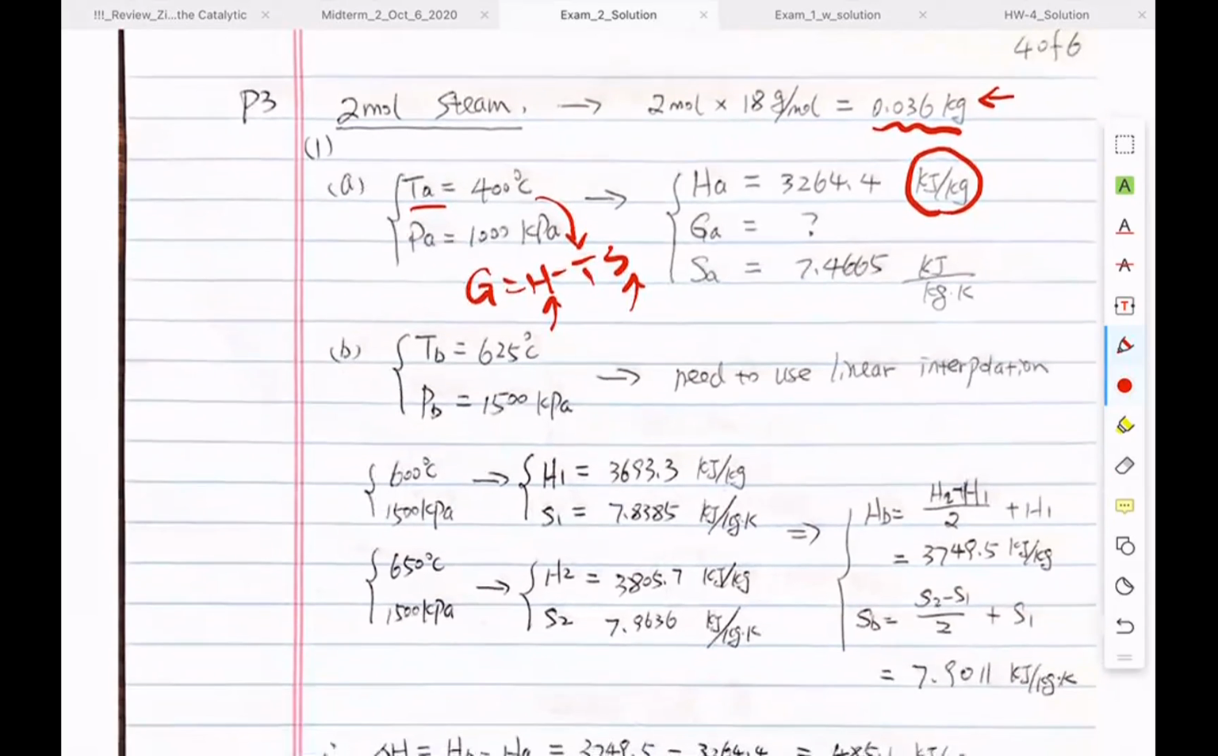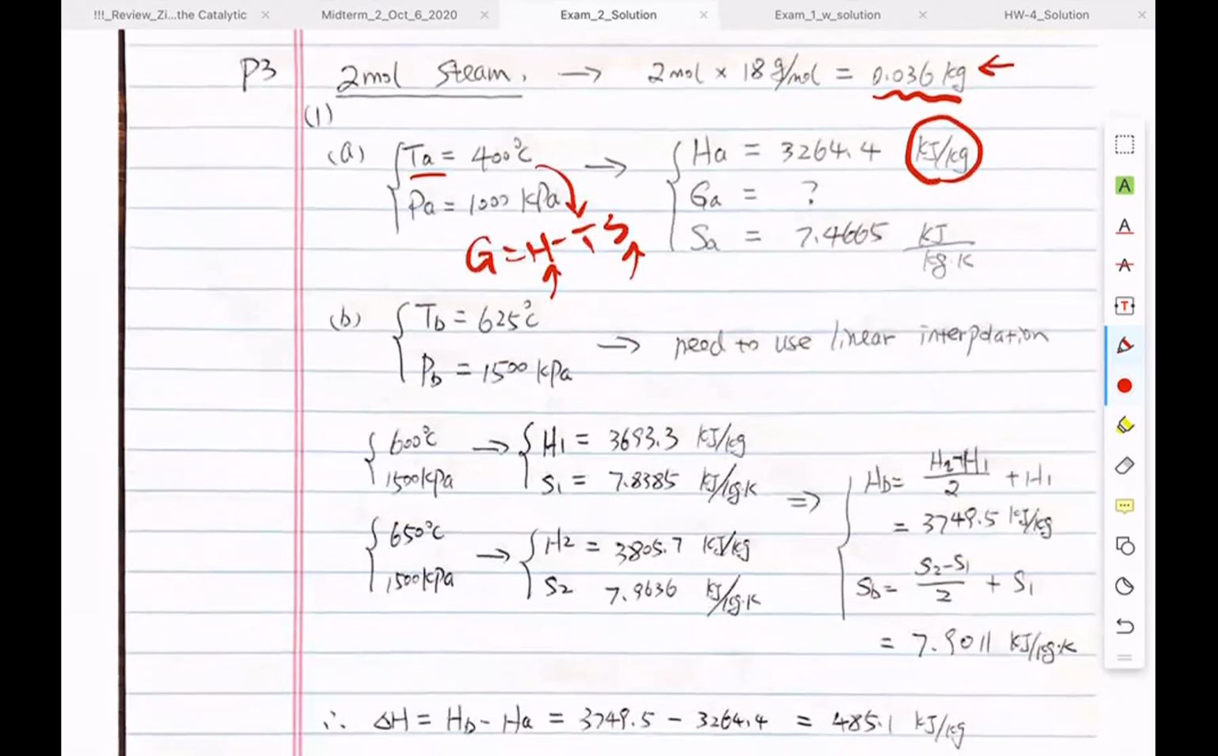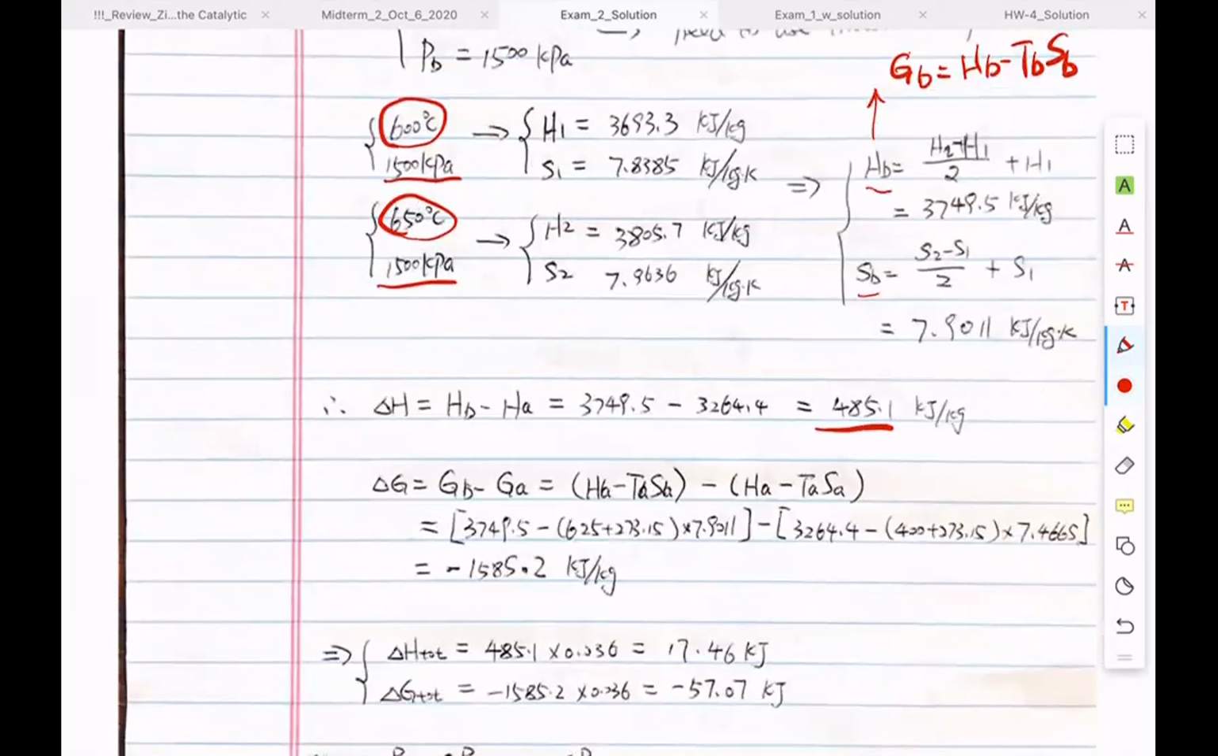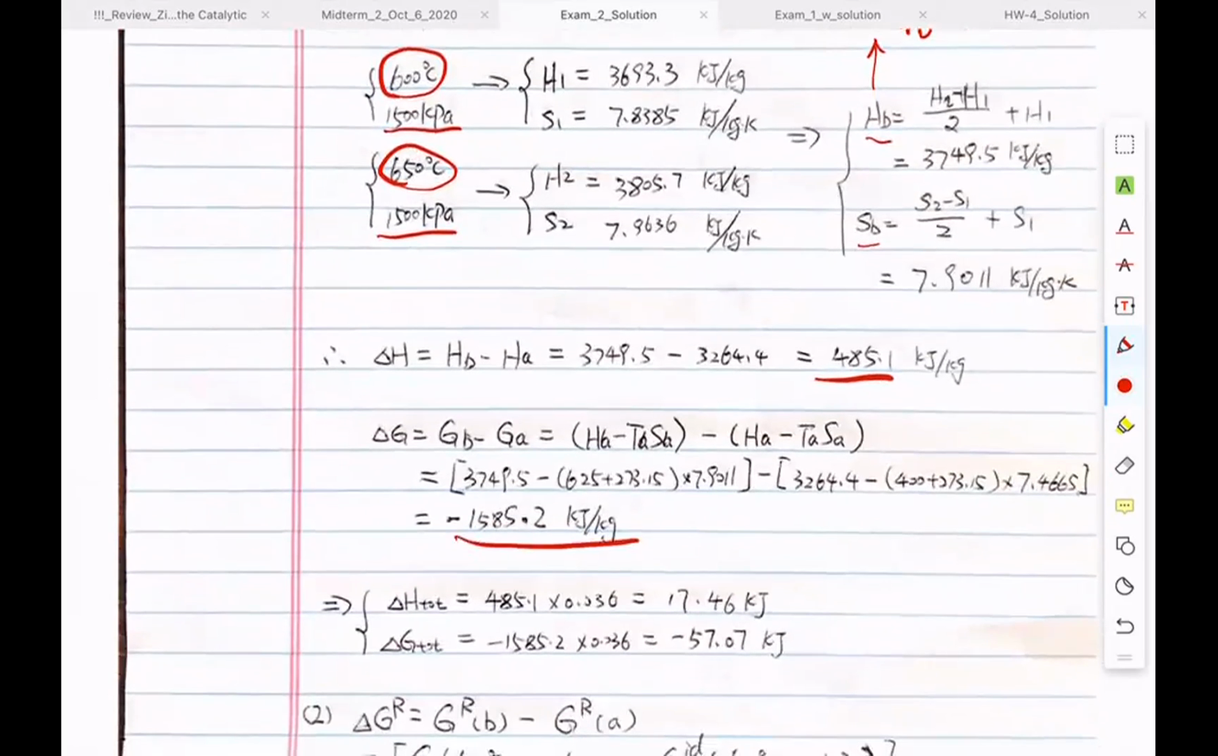Second one, for state B, I ask you to run the linear interpolation. We don't have that condition, so we pick up the neighboring two temperatures and run one step of linear interpolation. You're going to have HB and SB. And then of course you have GB is HB minus TB SB. So there you figure out the delta H calculation and this delta G. As I said, this is a way to calculate delta G.